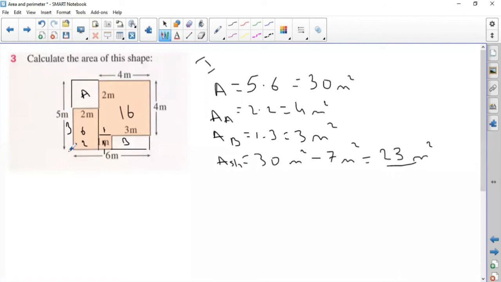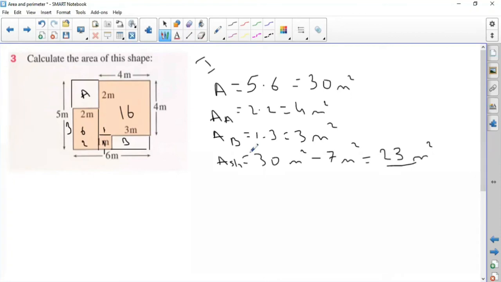So the total is 5. If this part is 2, it means the remaining one will be 3. So this one is 3, which means this side will remain as 1. This one is given as 1. This side here. So now we know all the sides. 3 times 2 is 6 meters squared. 4 times 4 is 16 meters squared. And this one is a square 1 by 1, which is 1 meter squared. Yes.